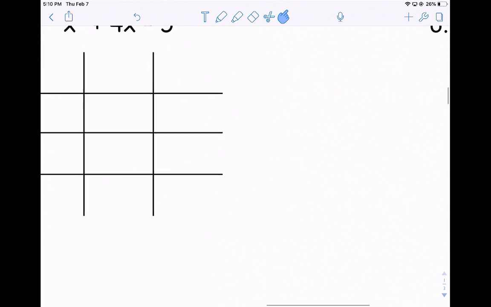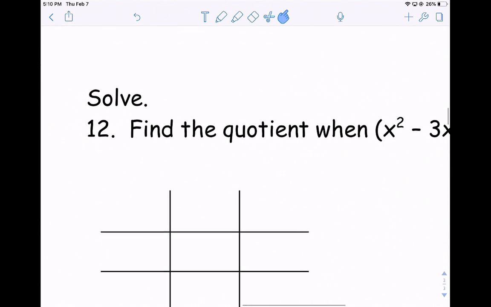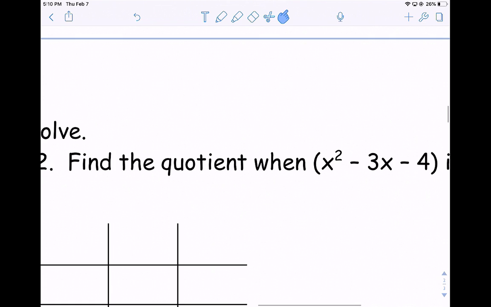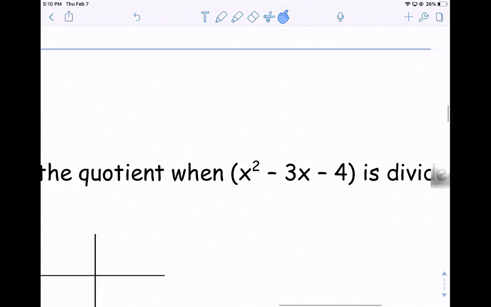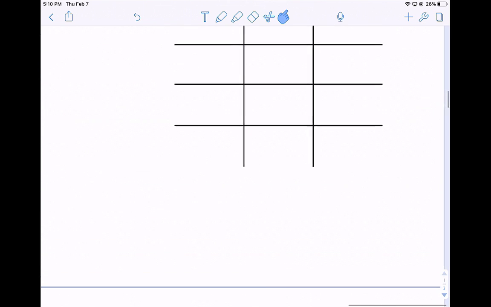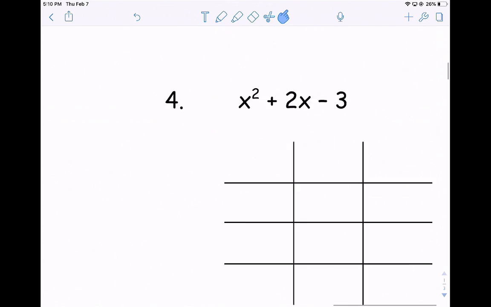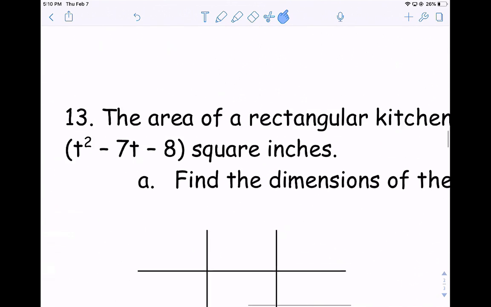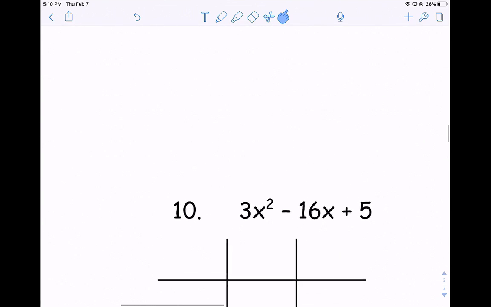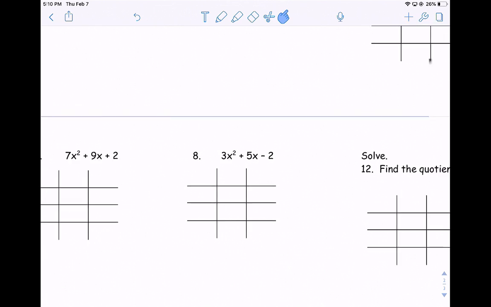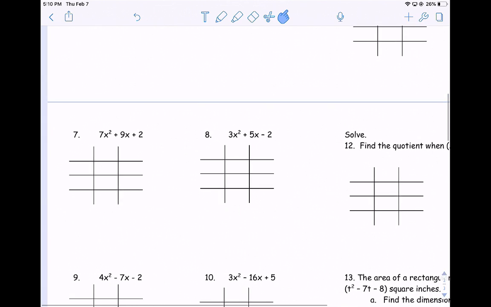Okay, so I'm going to skip ahead. We're going to do some of those in class together. Let's look at some of the ones on the other side. So we're going to go to number 7, maybe. Let me zoom out. I can probably see better. There we go. Number 7.